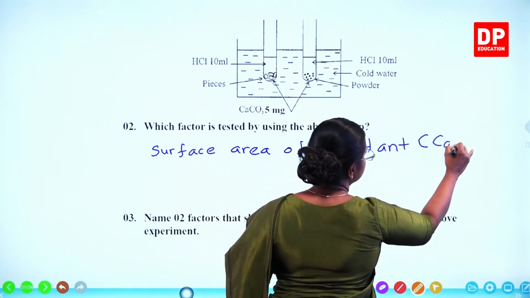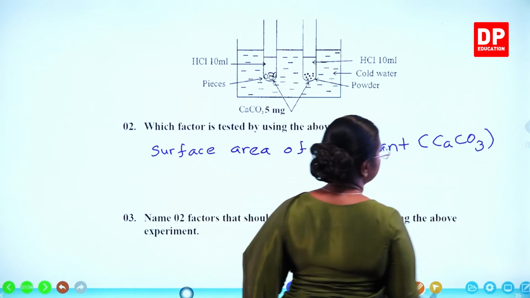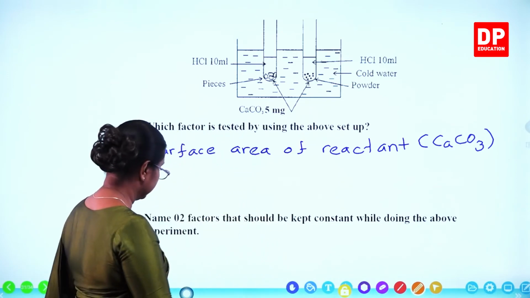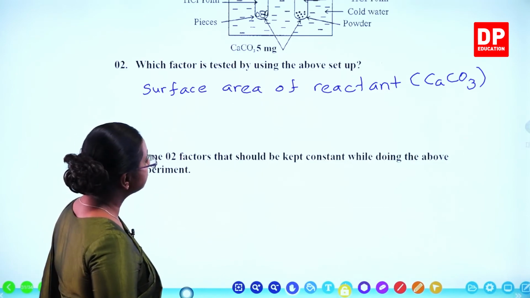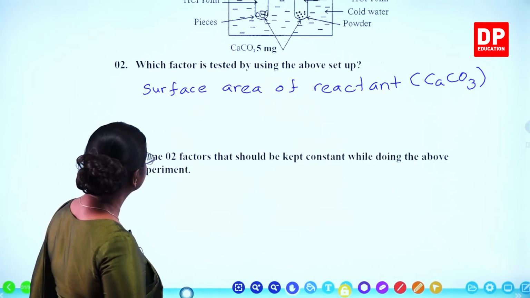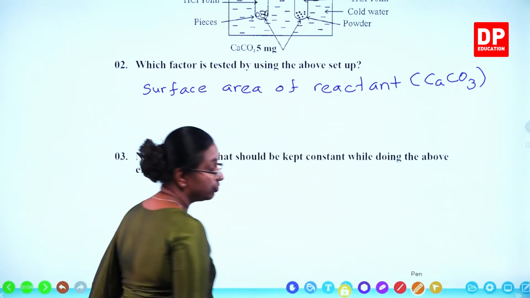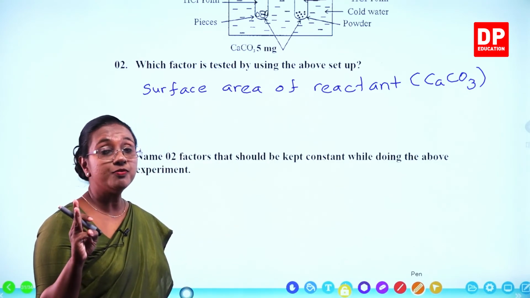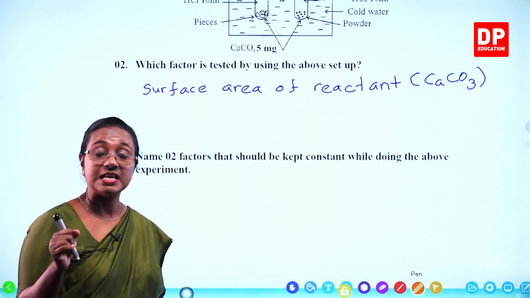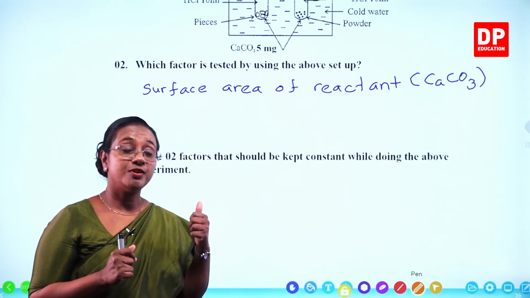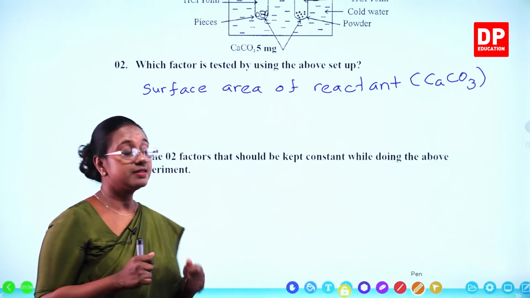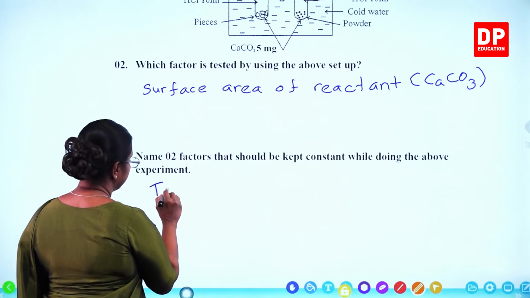That is calcium carbonate. That is what is being tested. Then the next one. Name two factors that should be kept constant while doing the above experiment. What are the two factors? Although there are three more factors, you can't write catalyst because there is no catalyst for this particular reaction. So you have to say temperature and concentration of HCl.